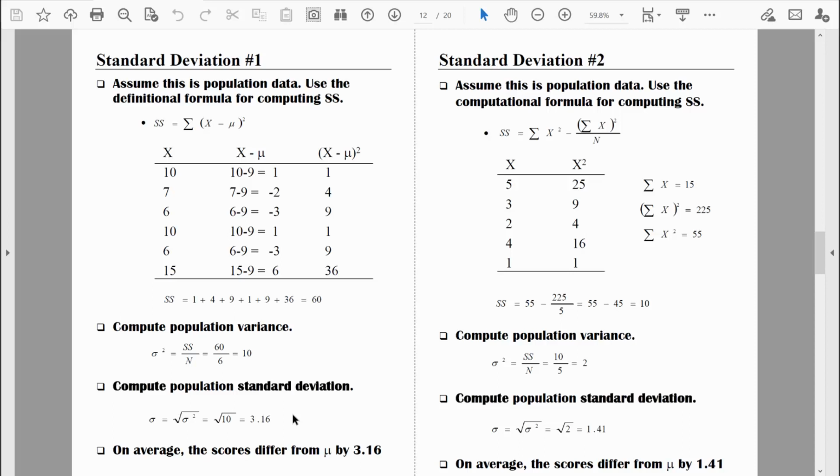And when we take the square root of the population variance, what do we have? We have the population standard deviation. And what does the population standard deviation tell us? It tells us on average how much the scores differ from the mean. So it is indeed a measurement of variability.